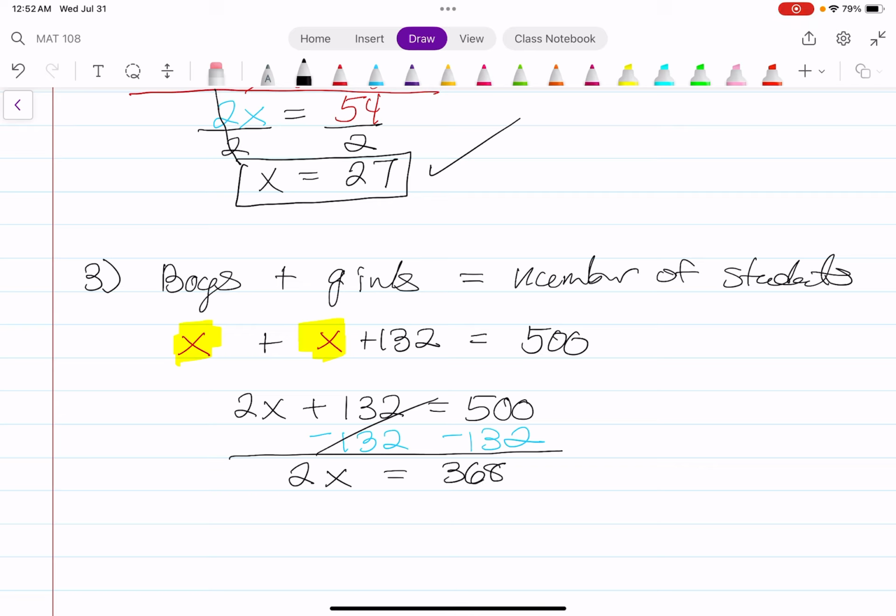Then we still want to continue solving for x. The operation between 2 and x is multiplication. To get x by itself, we're going to do the inverse operation, the inverse of multiplying by 2, which is dividing both sides by 2. The 2s simplify. X equals 184.